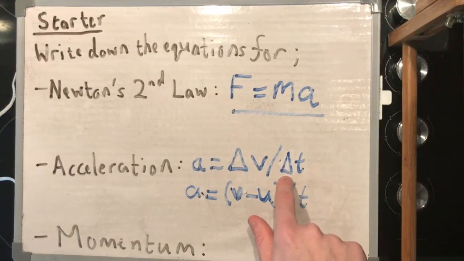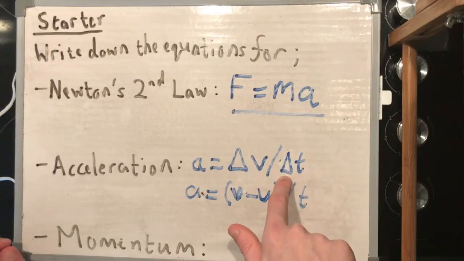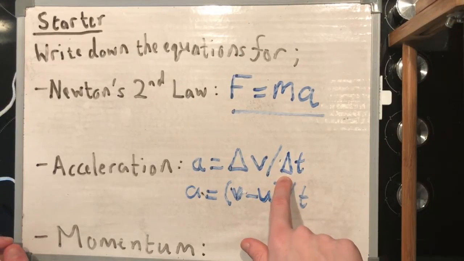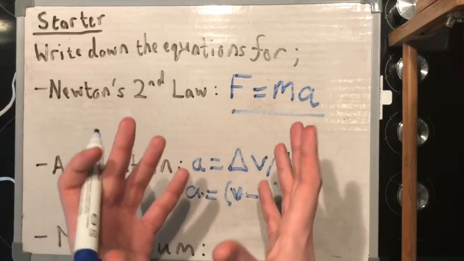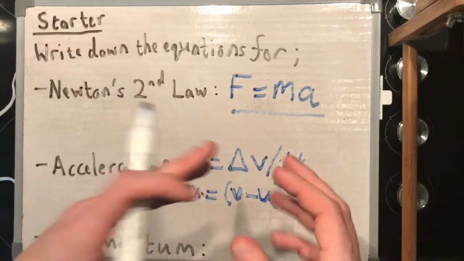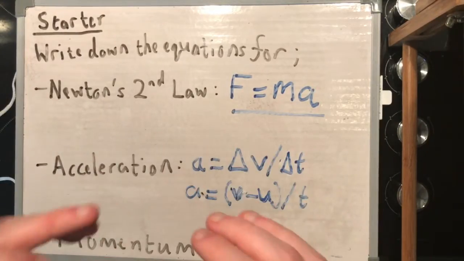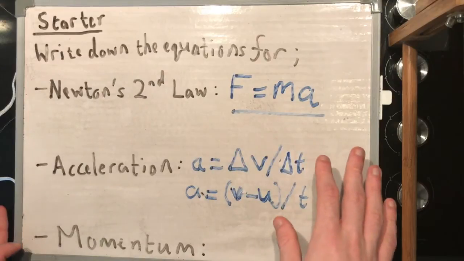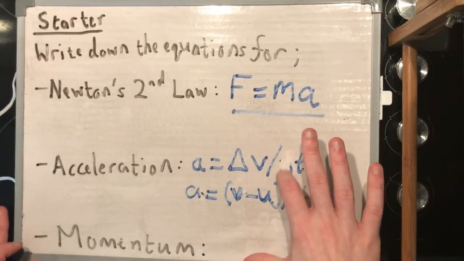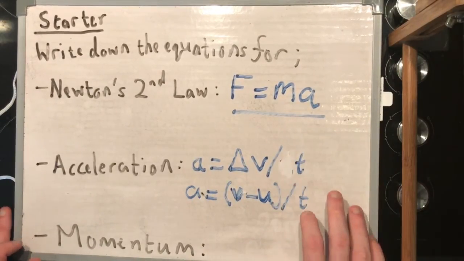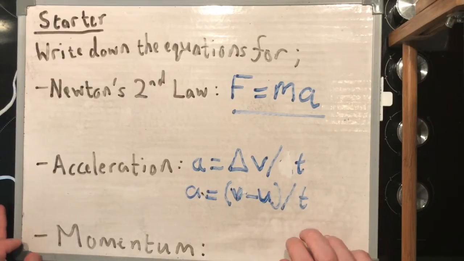If you see delta t, don't panic. It basically means the same thing. The amount of time taken, the change in the time for that velocity to change, it means roughly the same thing. But generally for acceleration, we write it like that as delta v upon t or v minus u upon t.